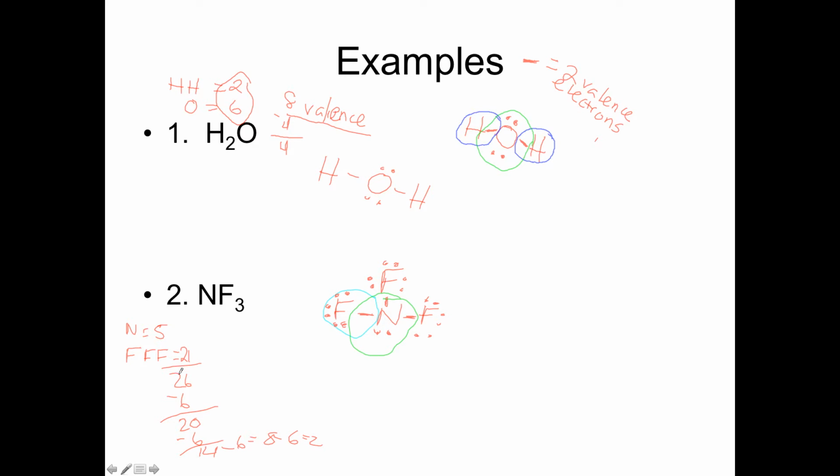If you remember, we had to use 26 total. I used 2, 4, 6, 8, 10, 12, 14, 16, 18, 20, 22, 24, 26 total valence electrons, and I started with 26, and each element is surrounded by the 8 valence electrons that they want.